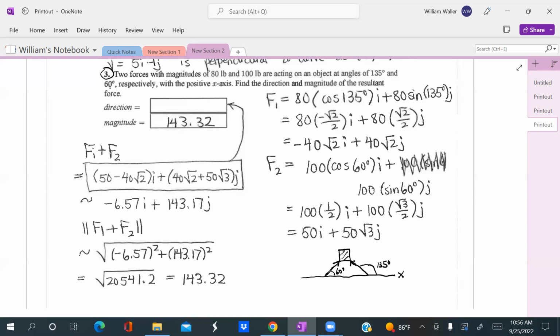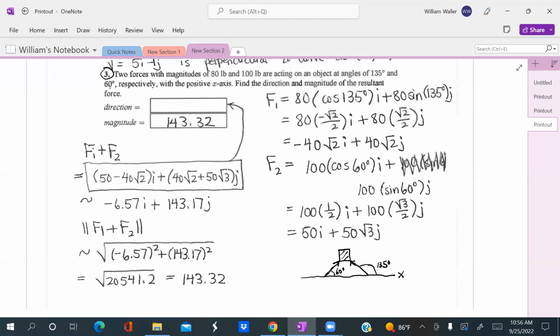So, of course, these two forces are combining to act on the object. And so we want to find altogether the total magnitude of the force on the object and the direction of the total force on this object.